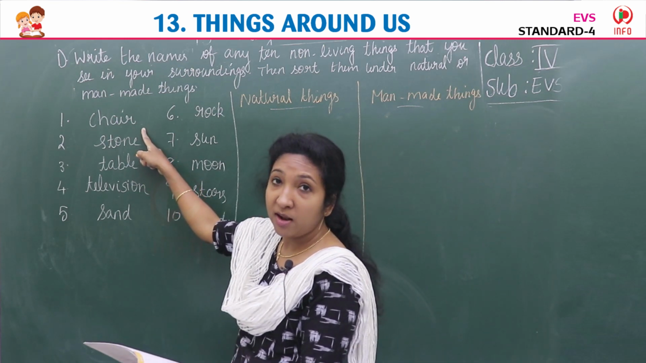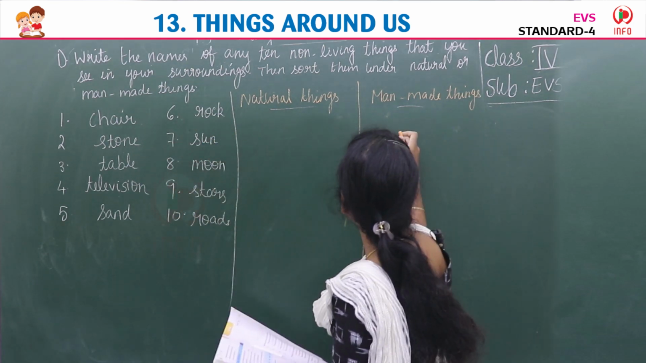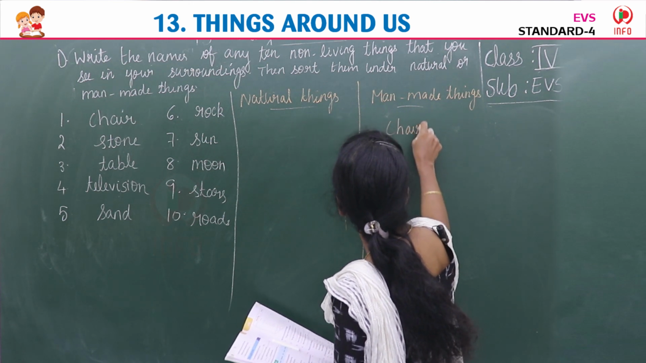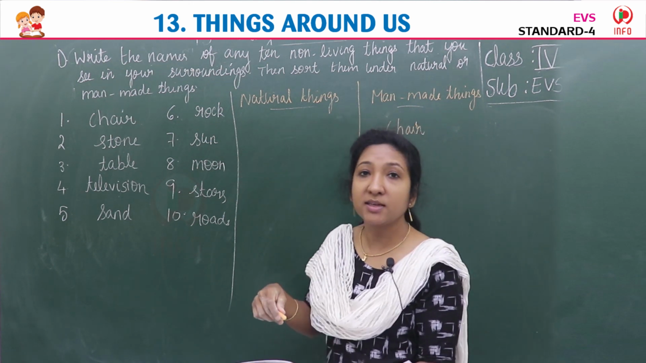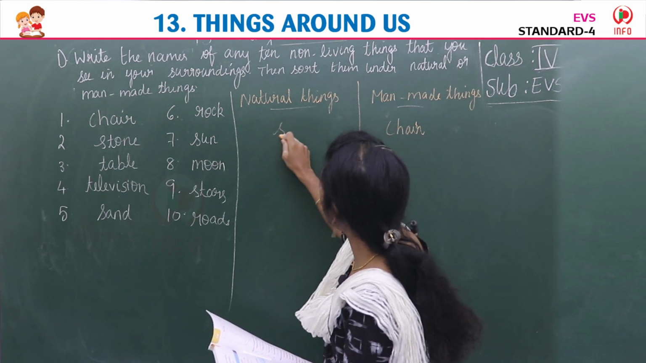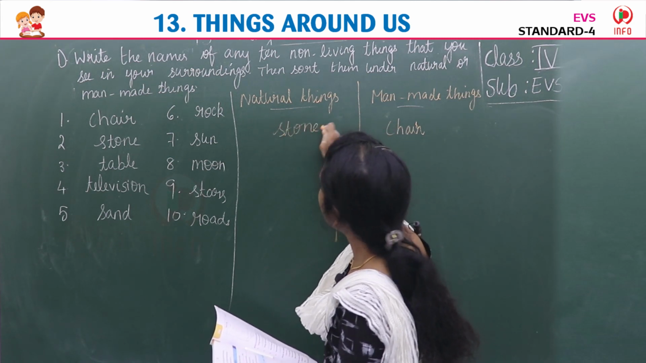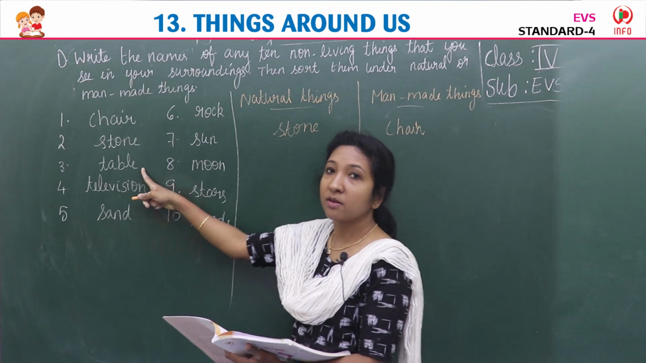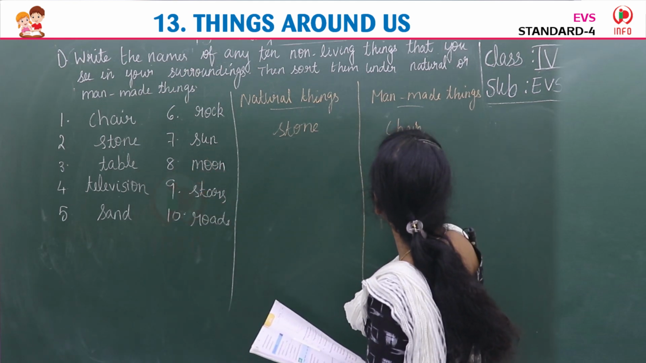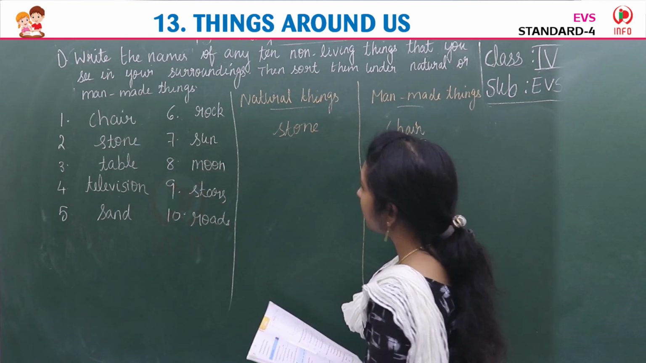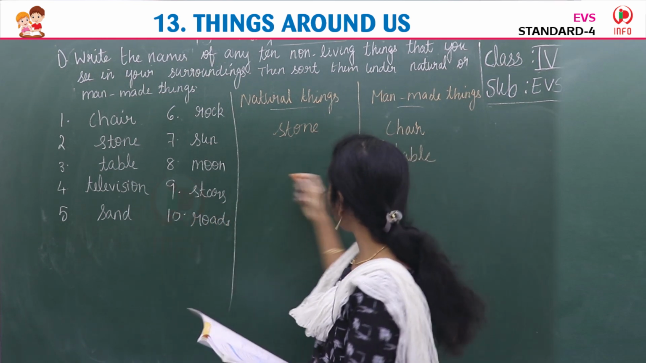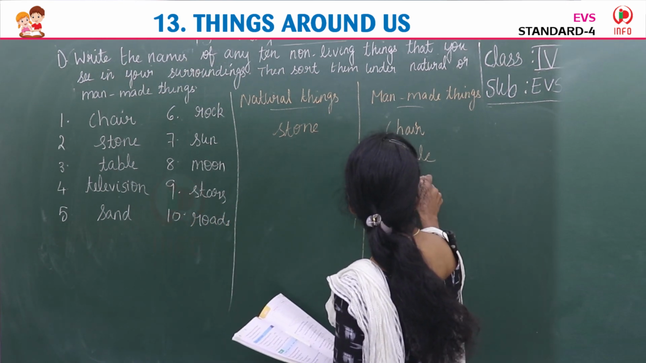Chair, is it natural? No. It is man-made. So write chair here. Then what about stone? It is natural. So write stone here. Then what about table? Yes, it is man-made. So write table here. Then television. It is also man-made. So write television here.